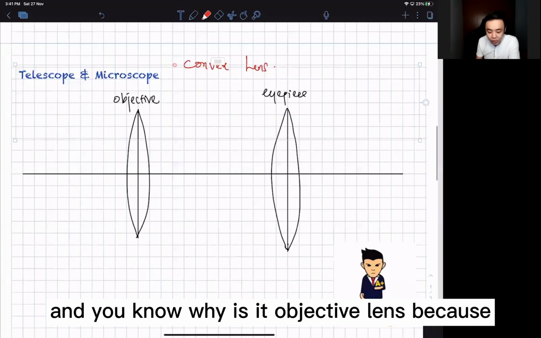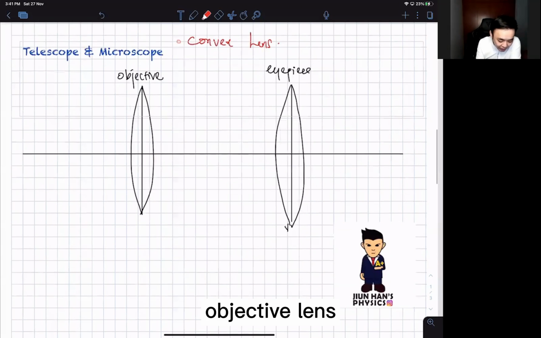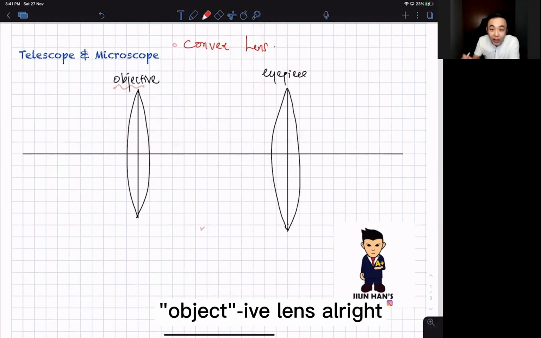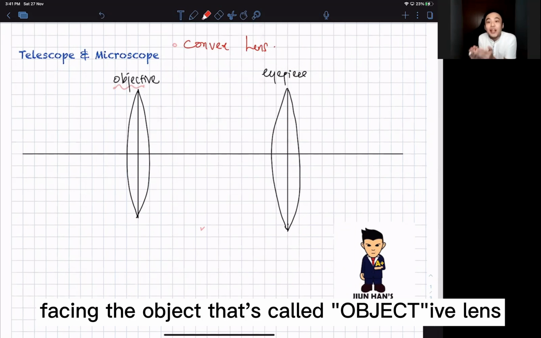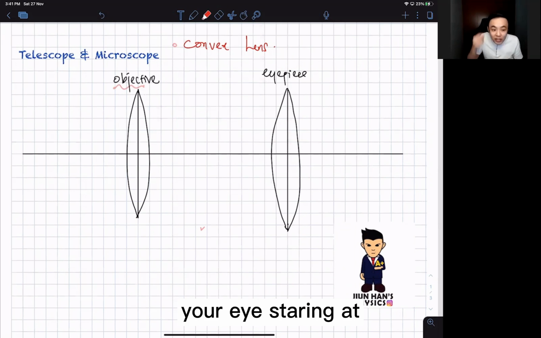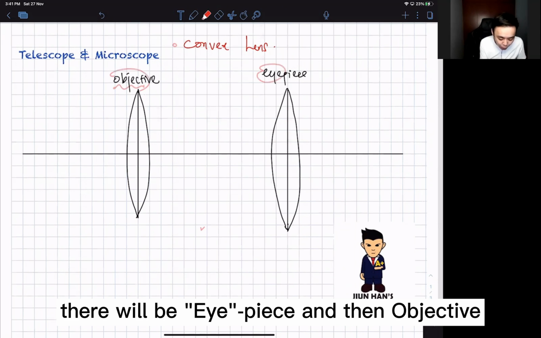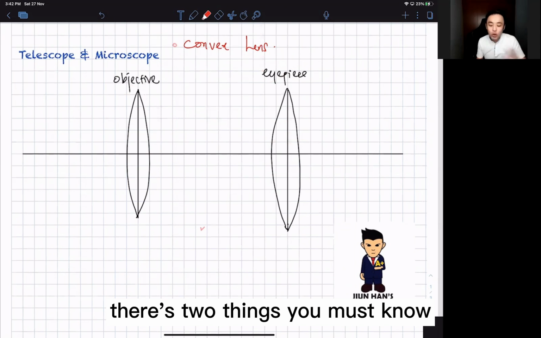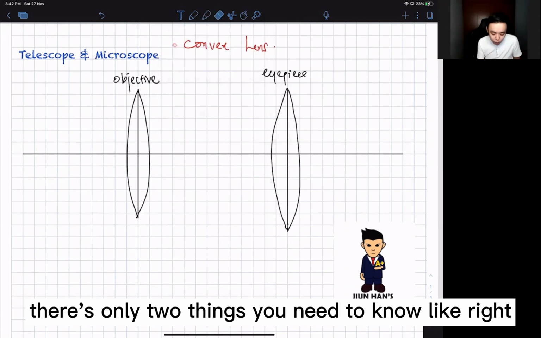And you know why it is called the objective lens? Because the lens that is facing the object is called the objective lens. And the lens that you're looking at, your eye staring at, will be the eyepiece, and then the objective. Understand? Now, there's only two things you need to know.